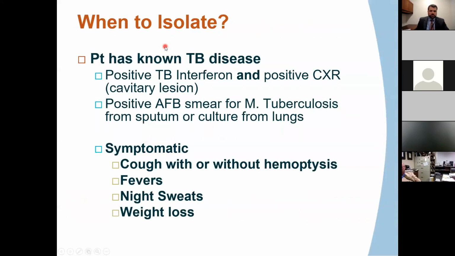Now, when do you isolate? If a patient has known TB disease, you'd want to isolate them. You'd put them in a respiratory negative pressure room. This applies to a positive AFB smear for tuberculosis from sputum or a culture from the lungs, and they're symptomatic.